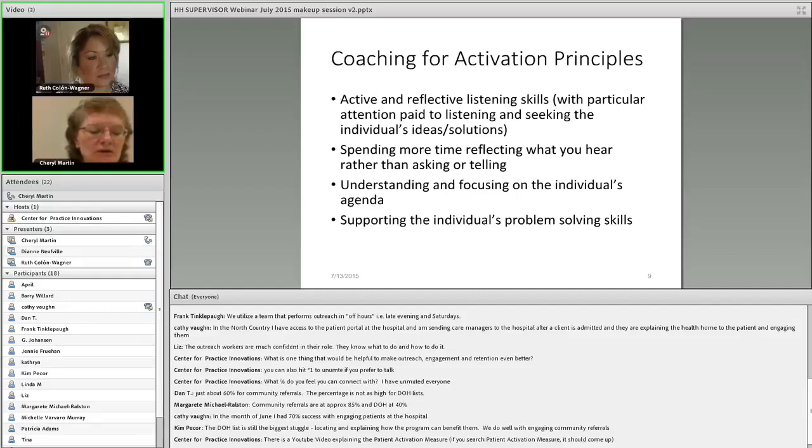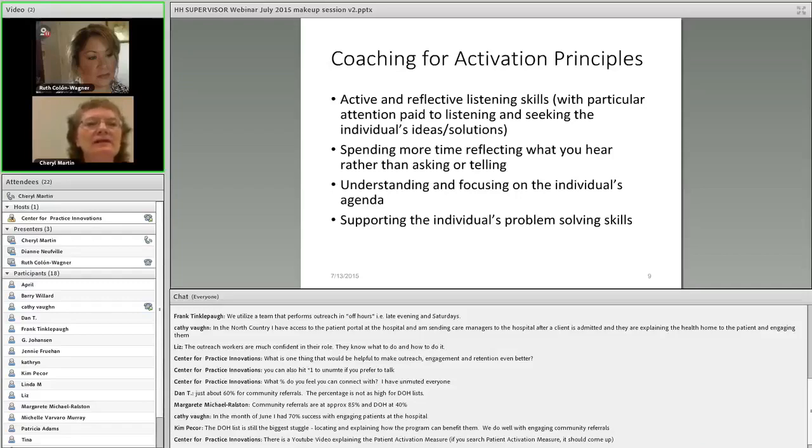I think one of the areas where it's the biggest change is that in traditional care management, there was less of an emphasis on the person becoming responsible and independent with their own care and a little more attention on maybe doing for them or trying to fix it or those kinds of things where the provider was taking the responsibility. So what is this? Coaching for activation principles.